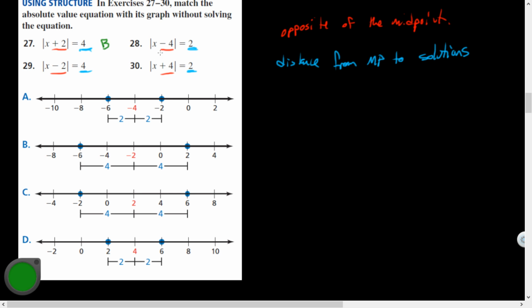All right, 28. The opposite of -4 will be my midpoint. So that's +4. The distance of my solutions from that midpoint is 2. So there's +4, go this way 2, go that way 2, plot my points. D is the solution right there.